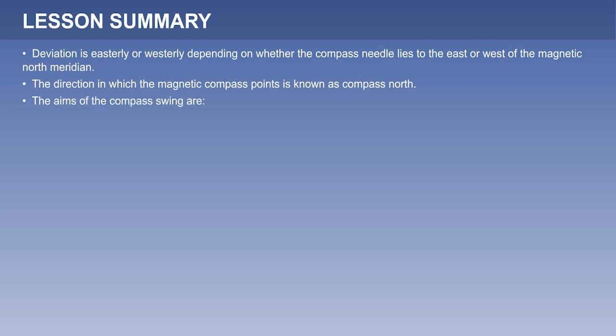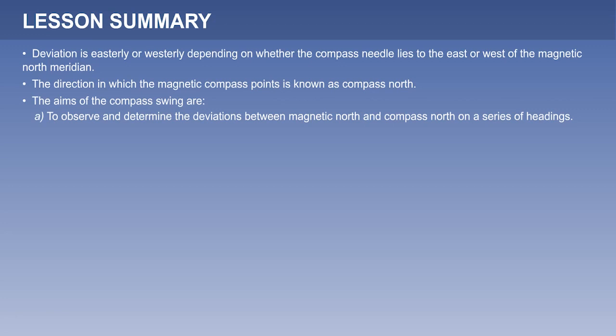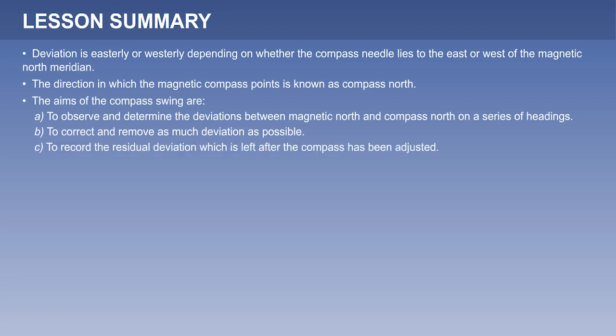The aims of the compass swing are A. To observe and determine the deviations between magnetic north and compass north on a series of headings. B. To correct and remove as much deviation as possible. And C. To record the residual deviation which is left after the compass has been adjusted.